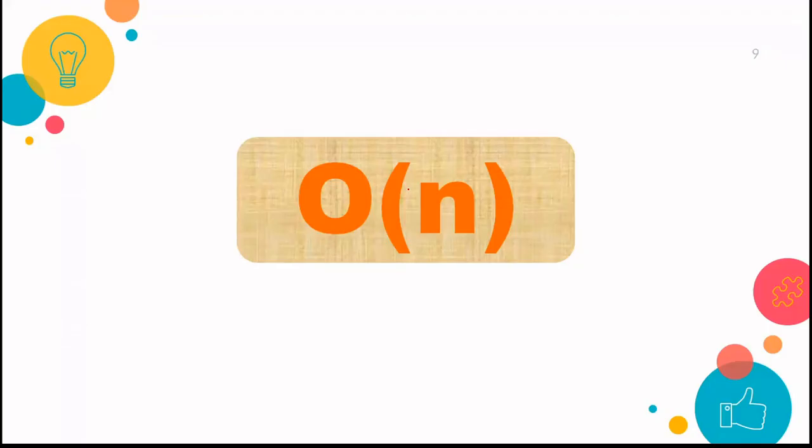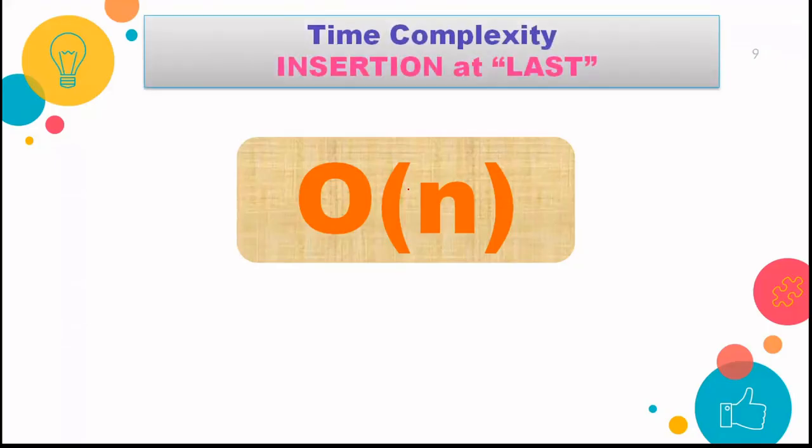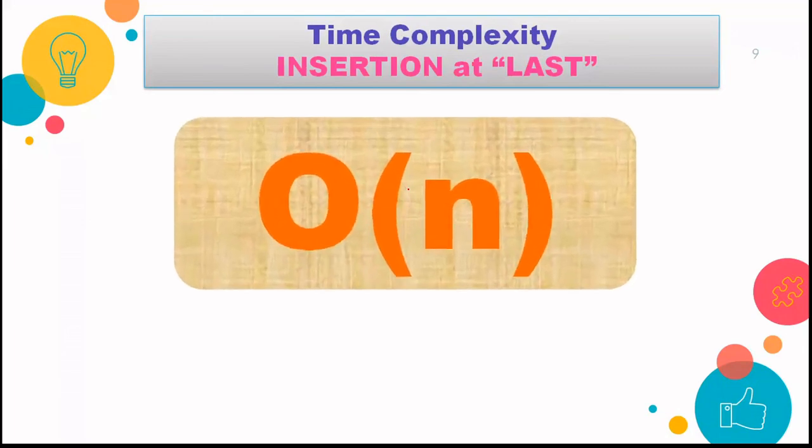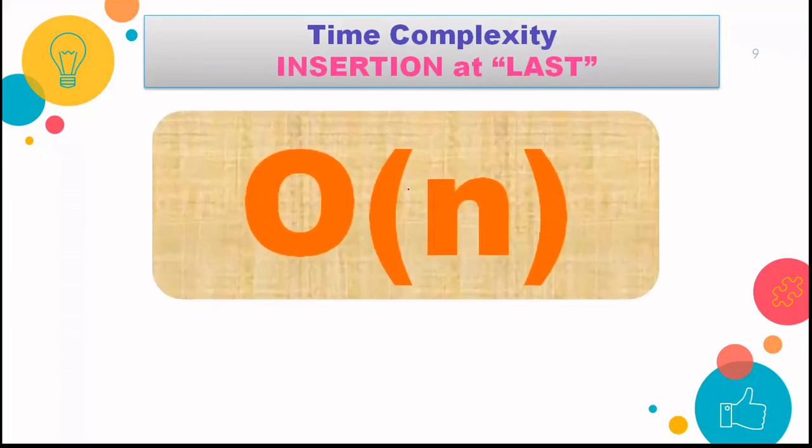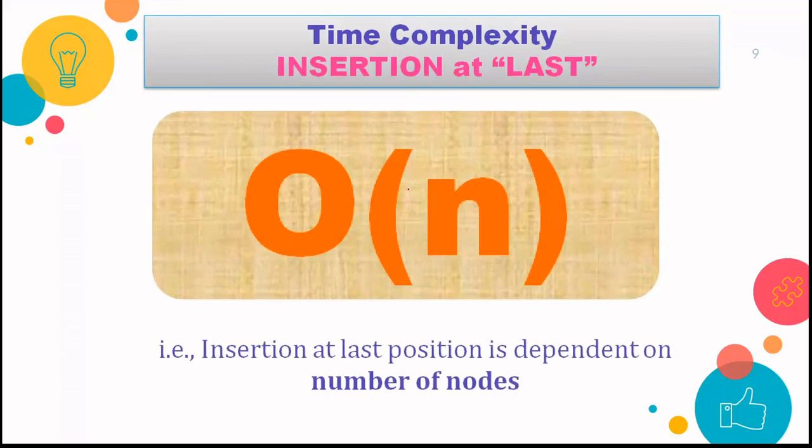Now let's understand the time complexity. As I've discussed with you, whenever you have to insert a node in the linked list at the last location, you have to traverse all the nodes from the first location till the last location. So if there are n number of nodes, then the traversal time will be dependent on the number of nodes available in the linked list. That is why the time complexity is directly proportional to the number of nodes, and the time complexity of inserting an element at the last location depends on the number of nodes available in the linked list.